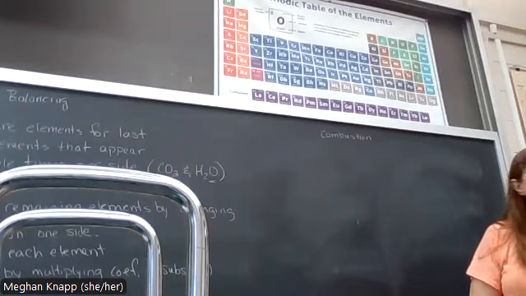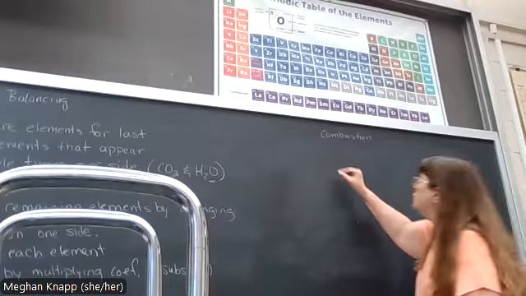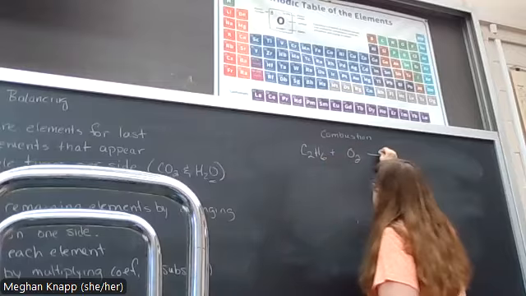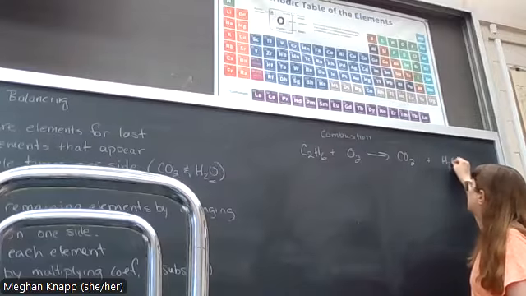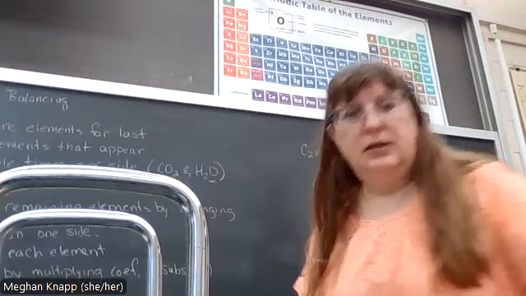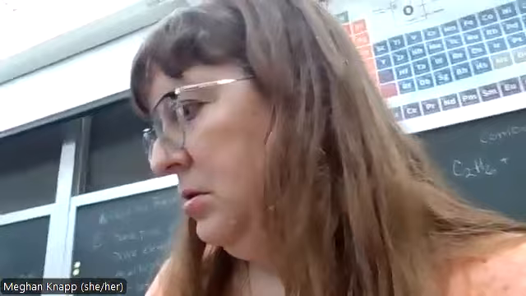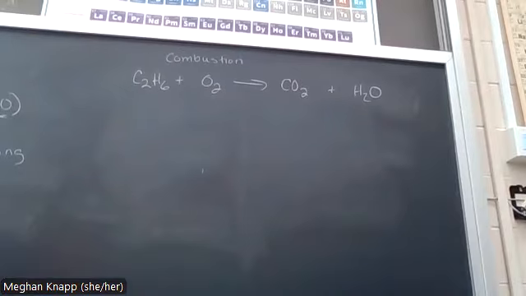So we're going to do a combustion reaction again, but instead of methane, meth means 1 carbon, we're going to do ethane. Eth means 2 carbons. So it looks very similar. We still have oxygen, same products. Okay, so this time I've got to do something with the carbons because I've got 2 carbons on this side.